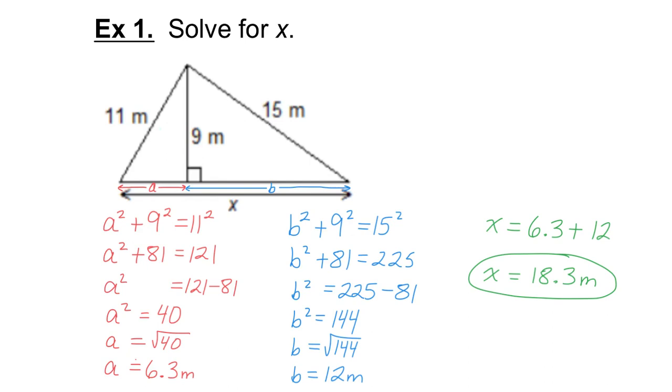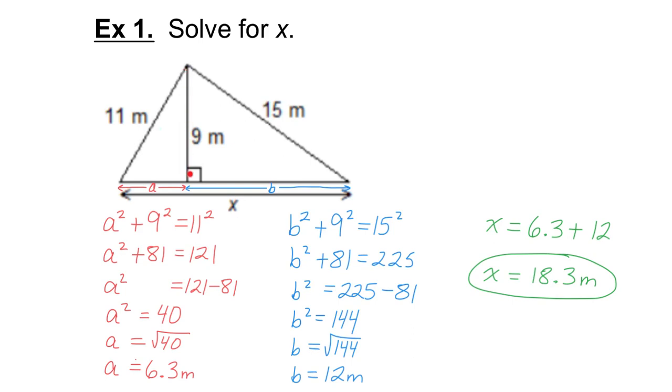So you can check your work here. I looked at the smaller triangle, and I found this side length, which I called A. I said a squared plus 9 squared equals 11 squared, because 11 is the hypotenuse of the triangle. It goes into the C spot. I proceeded to follow my example from the previous slide, and I solved for my side length to be 6.3 meters. So it's 6.3 meters from here to here.